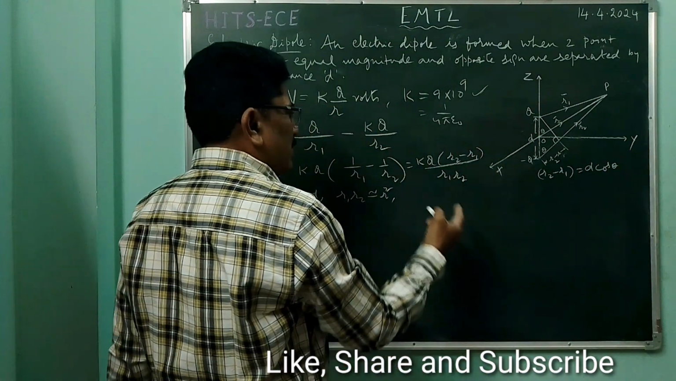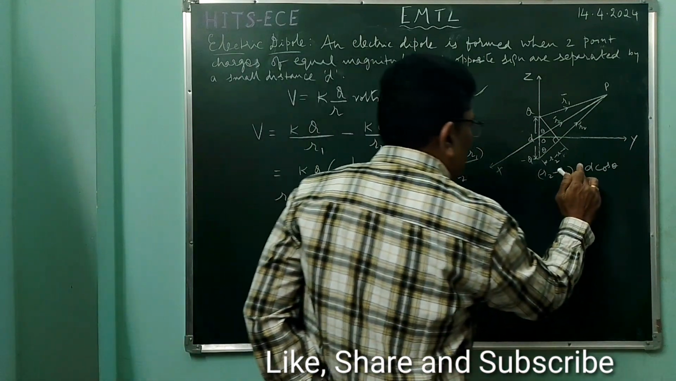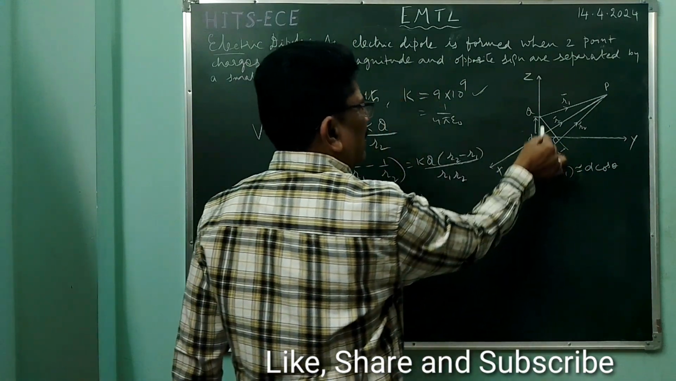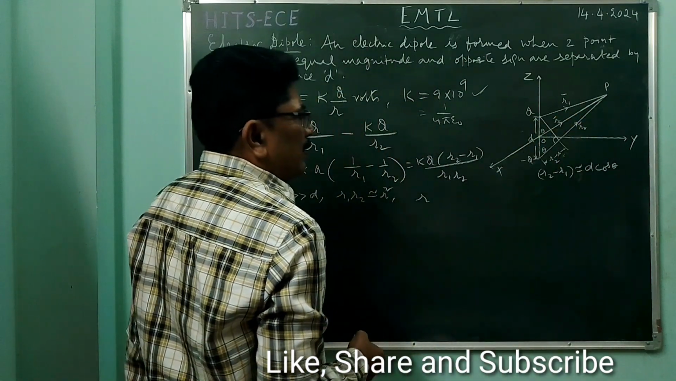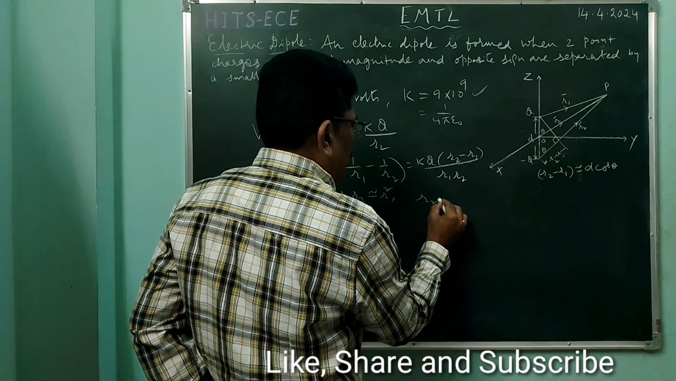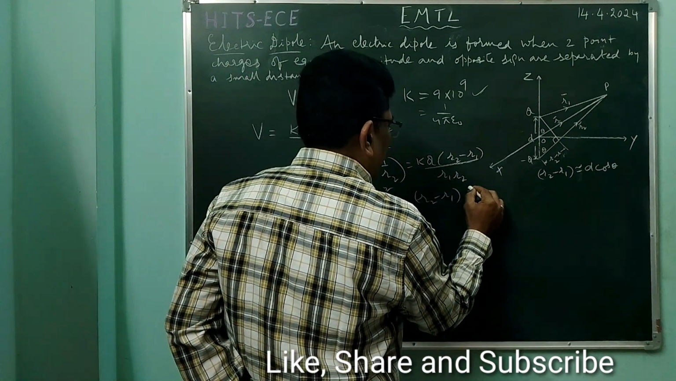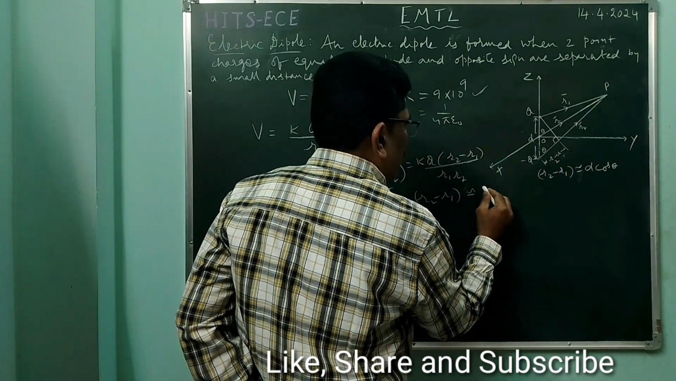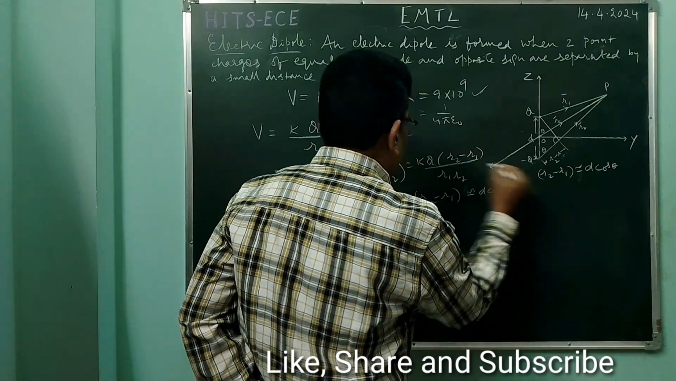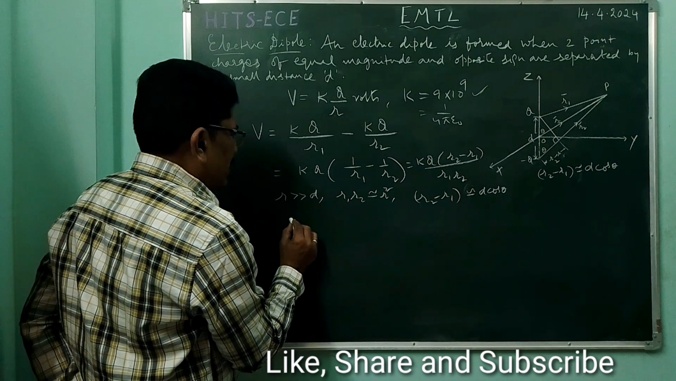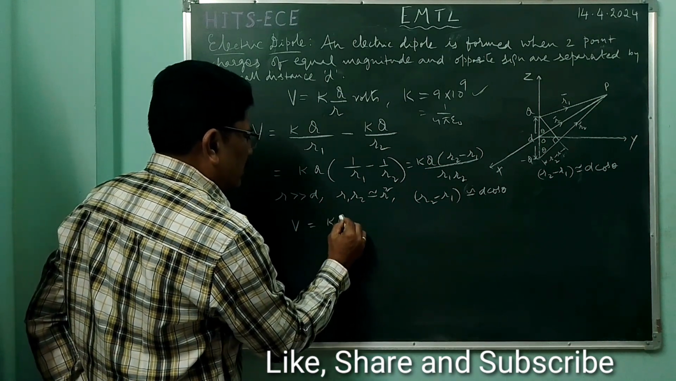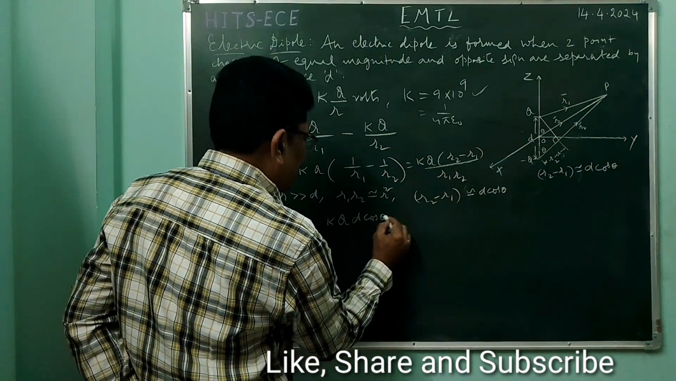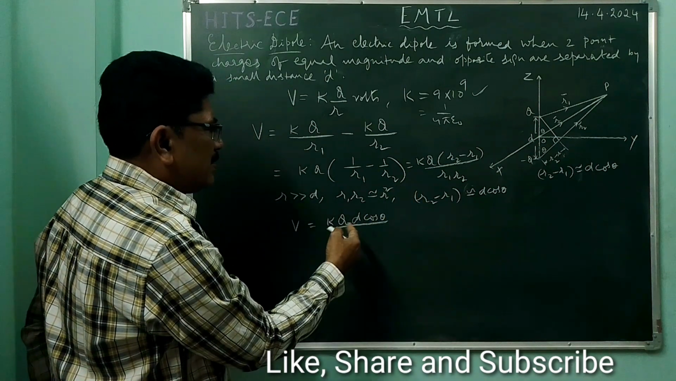Let us substitute here now. R2 minus R1 is approximately equal to d cos theta, not exactly. Why? Because this theta is not exactly equal to that theta, since these two lines are not parallel. So approximately equal to d cos theta. Let us substitute these values now in this expression. So V is equal to K into Q, R2 minus R1 is d cos theta, by R1 R2, which is R square.